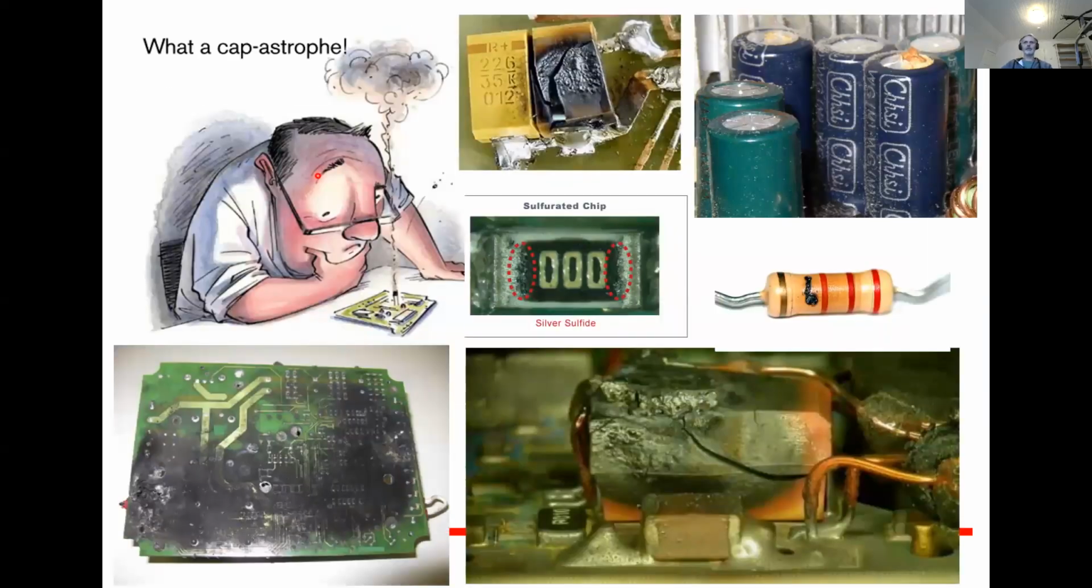Starting from the passive components, I just picked a few images from failed passive components. Tantalum capacitors, electrolytic capacitors, a standard resistor, thin film or thick film resistor having some corrosion failure. In fact, in a few minutes, I will go into a little more detail on our own case example of this kind of failure mechanism.